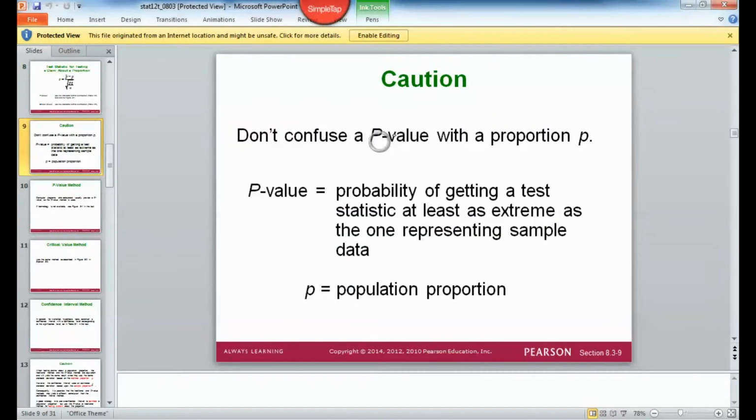Alright, don't confuse the p-value with a proportion p. Of course, they look different. They are different. The p-value is calculated, and I would always use the table. There's a table that tells you how to get the p-value, the steps to go through. The proportion p is a population proportion, so they are different.